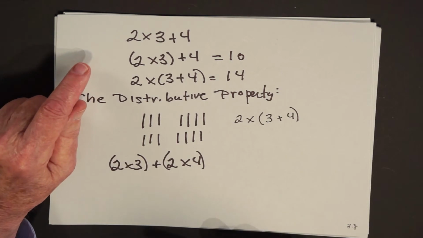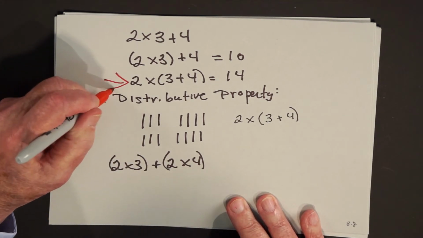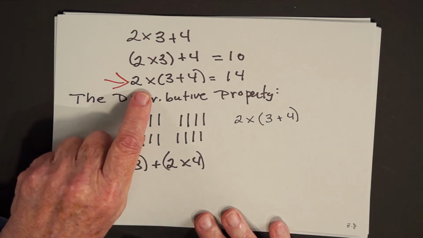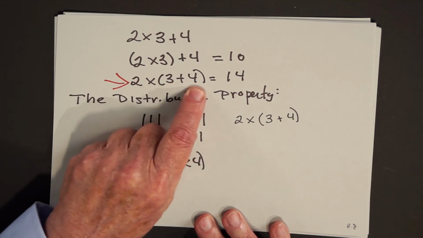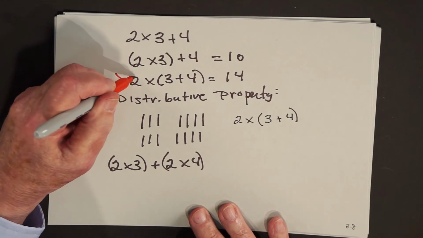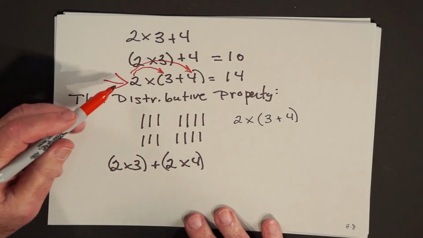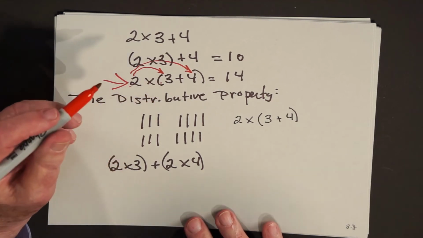I need grouping symbols. And when I group it this way, this is called the distributive property. What's happening is you have a number multiplying the sum of 2 other numbers. And it's called the distributive property because the 2 distributes itself with the 3 and also with the 4. So it comes out to be 2 times 3 plus 2 times 4.